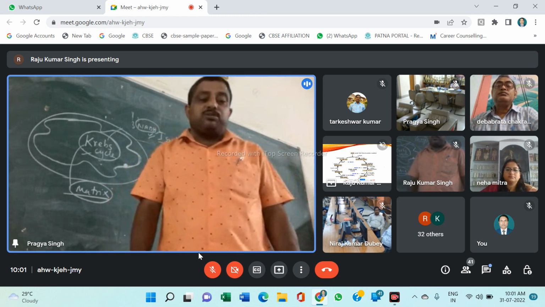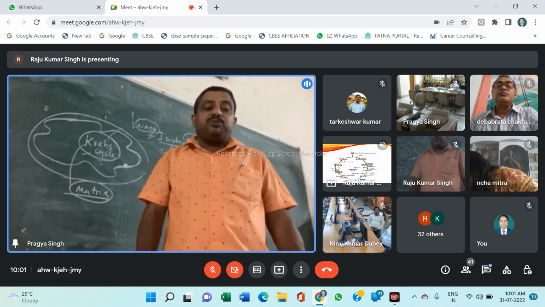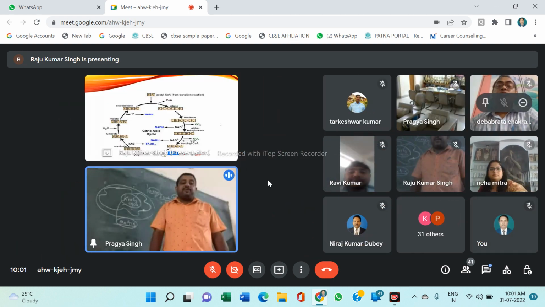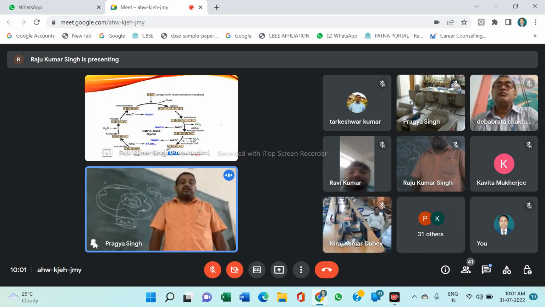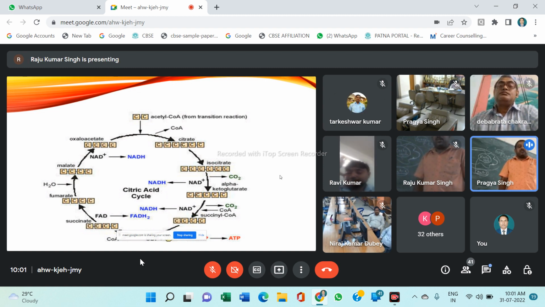Isocitric acid then forms alpha ketoglutaric acid. If you note here, alpha ketoglutaric acid is a 5-carbon compound. Why? Because when isocitric acid changes into alpha ketoglutaric acid, there is a decarboxylation process. Single decarboxylation takes place, so 6C isocitric acid changes into 5C alpha ketoglutaric acid. Along with that, there is formation of NADH at this step.